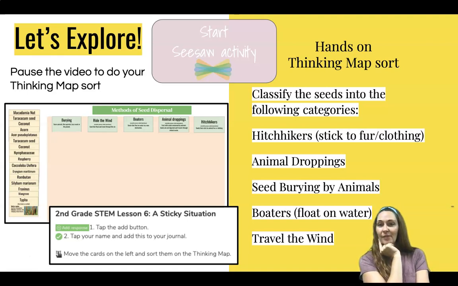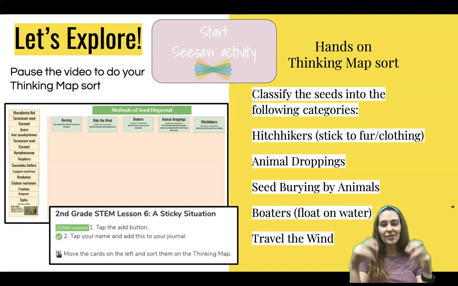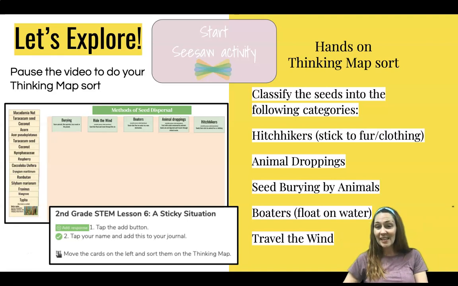Some seeds are spread by burying by animals. I'll give you a clue. Think of some nuts. Boaters are seeds that can float on water and then travel by the wind, like our dandelion, right? So you're going to pause. You're going to go ahead and do this activity and then come on back. And like I said, you do not need to have all the right answers. Just think of a few ways they travel. It's just a fun way to look at different seed types and how you think they might move to get around.